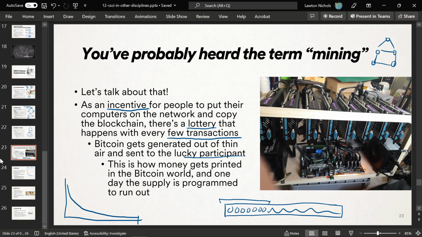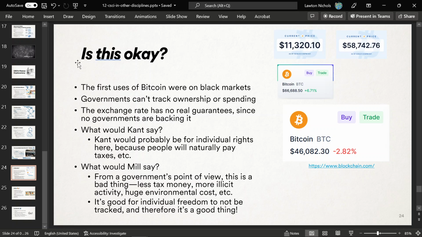That's fun. So we wouldn't be in this class if we stopped there, right? Let's talk about what this means. Is this fine? Should we have cryptocurrency? What does this mean for us?